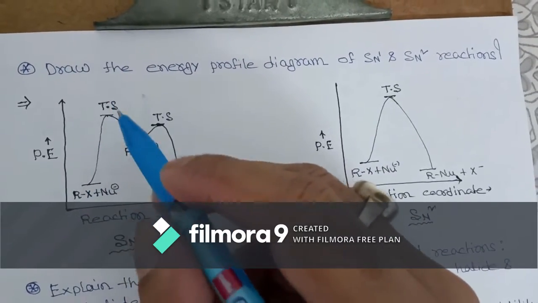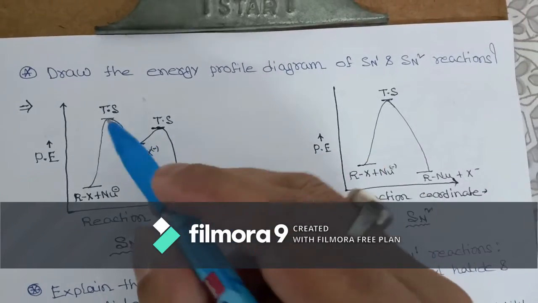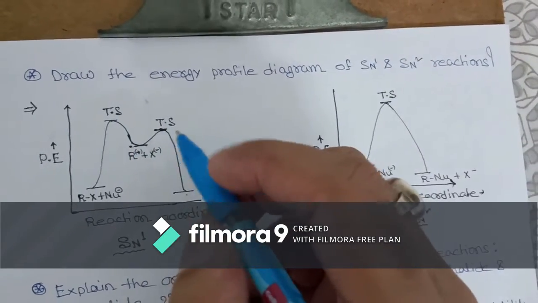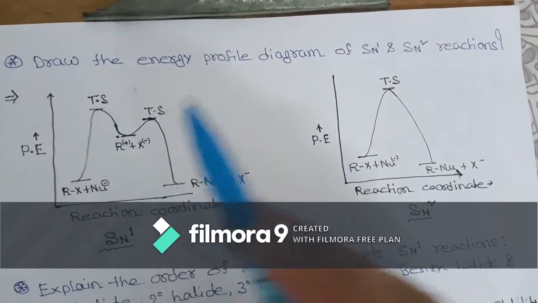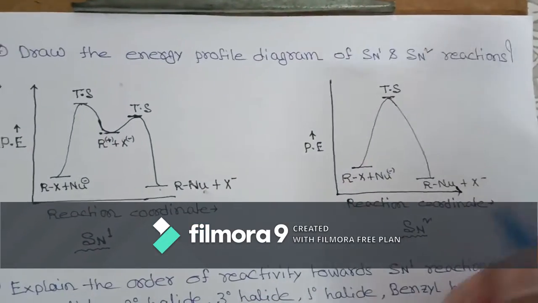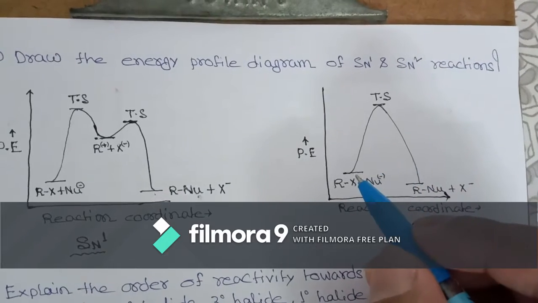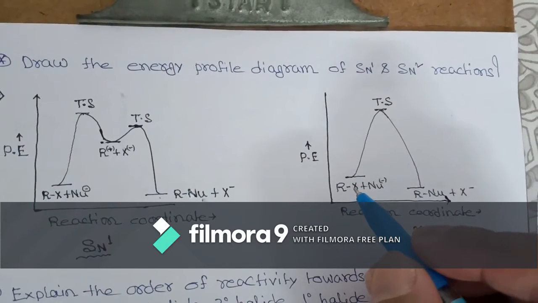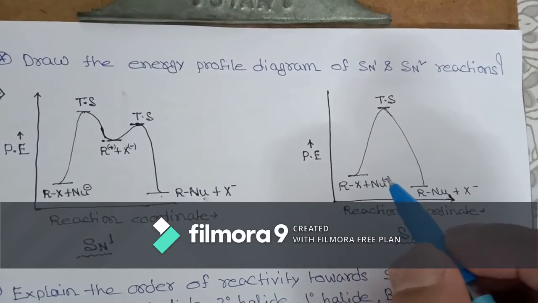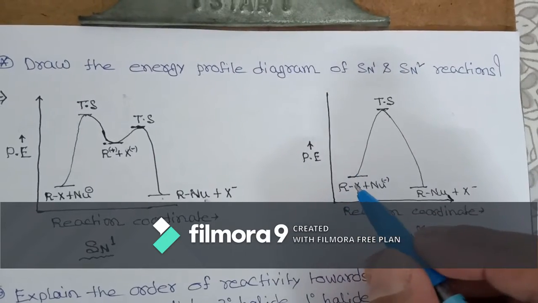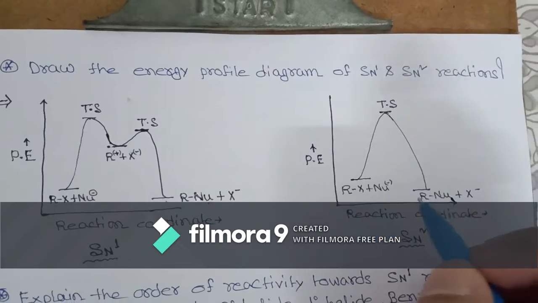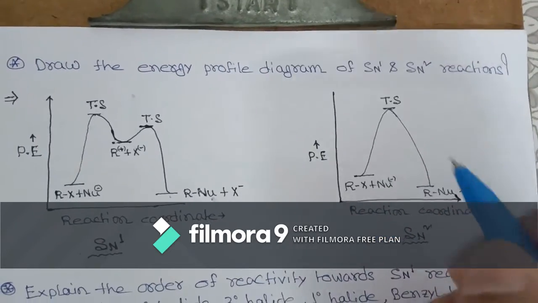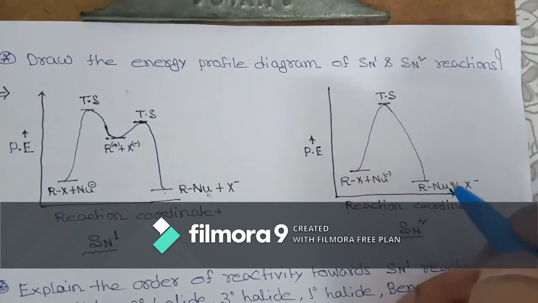So this is your first step and this is your second step, and this state is called the transition state. SN1 is a two-step process, and SN2 is a one-step process. Here the alkyl halide is present and the nucleophile is present. The nucleophile will attack from the backside, X will go out, so there will be bond formation between the nucleophile and R in this way, and there will be X minus, and there will be only one transition state.